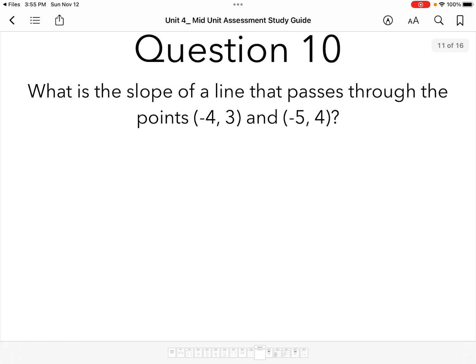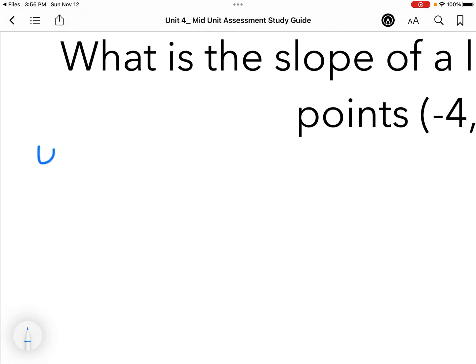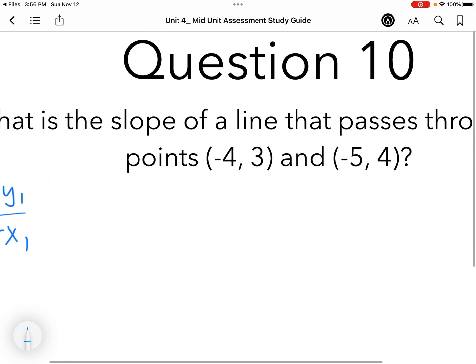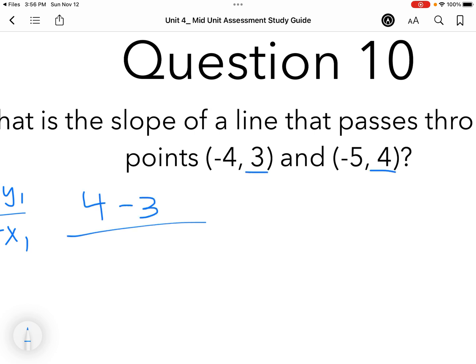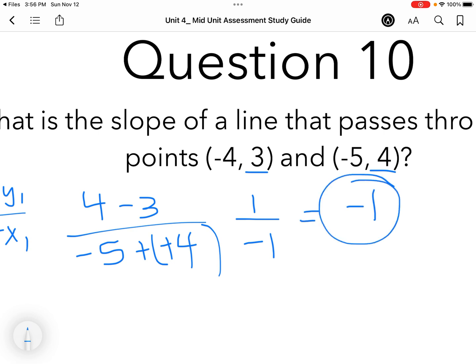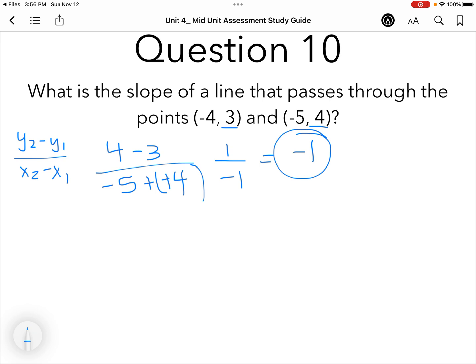What is the slope of a line that passes through the points? And I've listed them here. So we did this on Monday. y2 minus y1 divided by x2 minus x1. So that would be 4 minus 3 and then -5 minus -4. So 4 minus 3 is 1, and then, what, -1? So your slope would be -1, because 1 divided by -1 is -1. So your line would actually go this way.